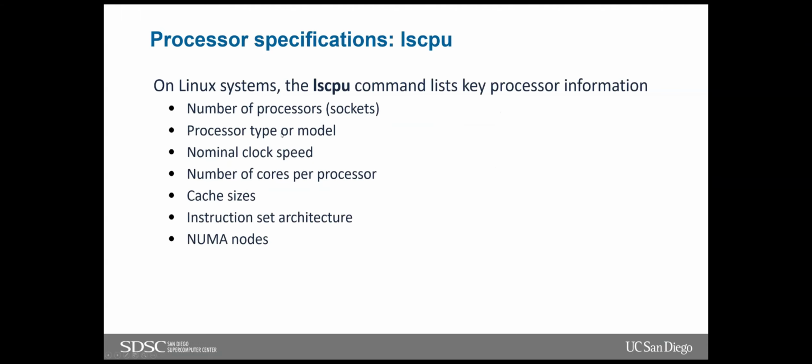So the first command that I'm going to introduce is the lscpu command, and it's going to display information about the CPU architecture. The list I have here is not comprehensive, but it kind of gives some of the more important things. It's going to provide you the number of processors, the processor type, the clock speed, number of cores per processor, cache sizes, instruction set architecture stuff, and so forth.